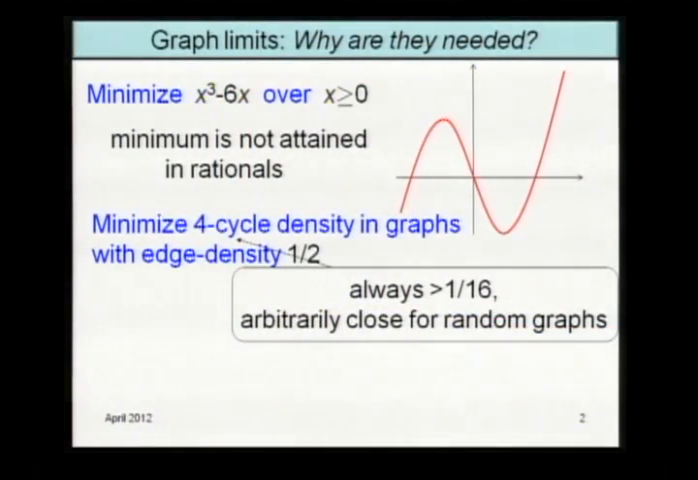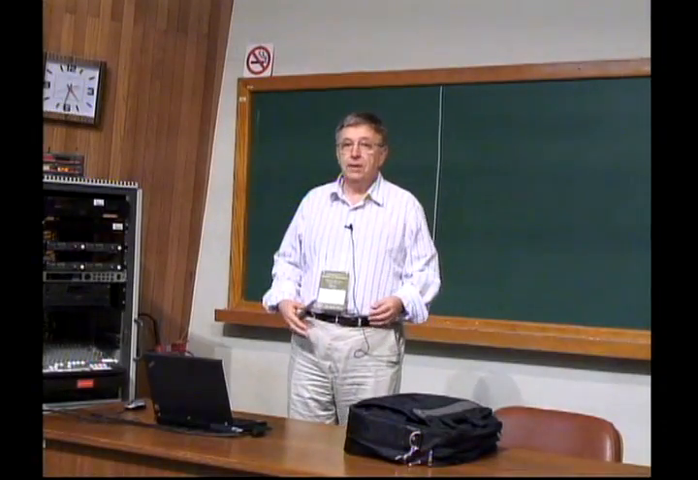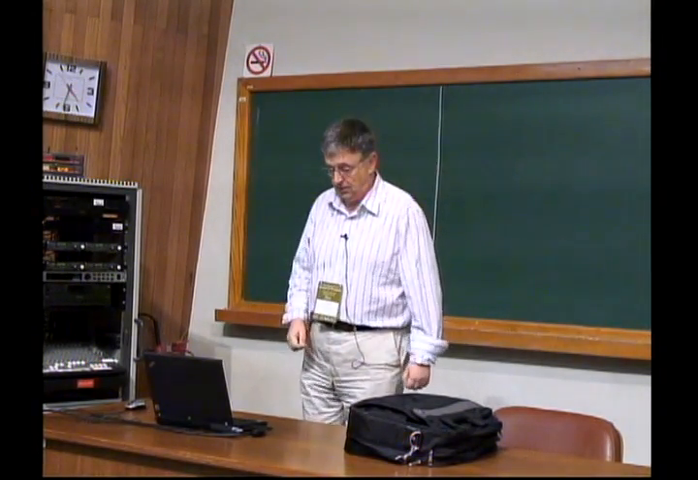I don't know about the theorem in this form, but the argument itself occurs first probably in the work of Paul Erdős from the late 30s or 40s, so it's an old thing. And it's always strictly larger than 1 over 16. But it gets arbitrarily close if you, for example, construct a random graph. So you take n points and you construct a graph by flipping a coin for every pair of points, and if it comes out heads, you connect them. If it comes out tails, you don't.